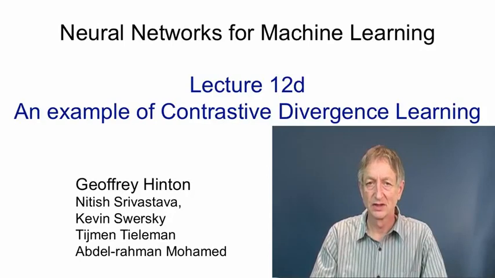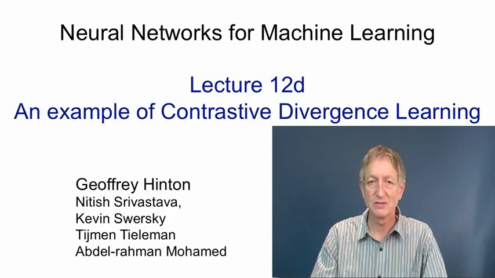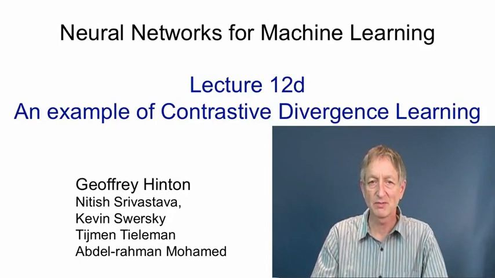In this video, I'm going to show a simple example of a restricted Boltzmann machine learning a model of images of handwritten twos. After it's learned the model, we'll look at how good it is at reconstructing twos, and we'll look at what happens if we give it a different kind of digit and ask it to reconstruct that.